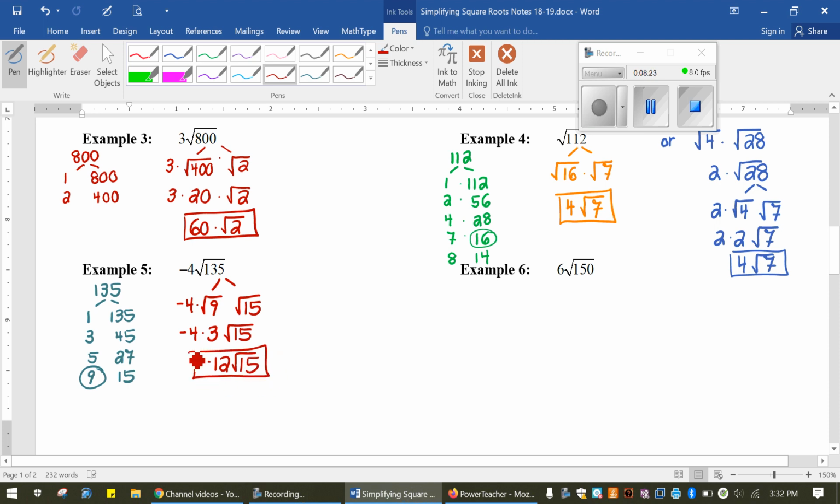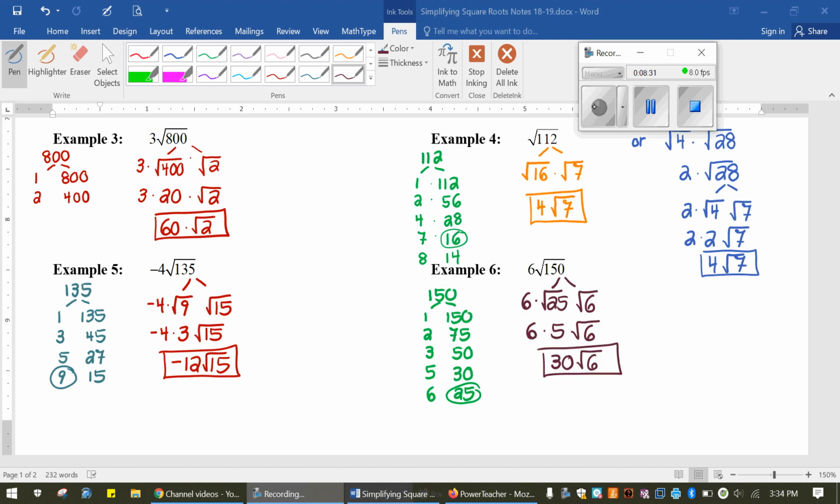Okay, I want you to pause the video right now and do all of number 6. After you are done, you can unpause the video and you'll see the answer. Okay, so you can see I built a factor tree for 150. I actually stopped when I got to the factors of 6 and 25 because I knew that was going to be the largest perfect square factor I was going to have. So you can see here that I broke down 150 into the square root of 25 times square root of 6, carrying along that multiple of 6 in the front.